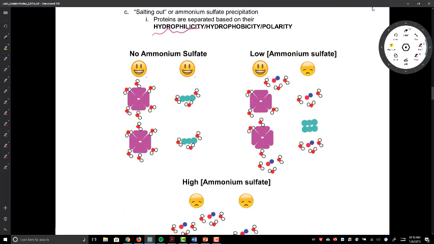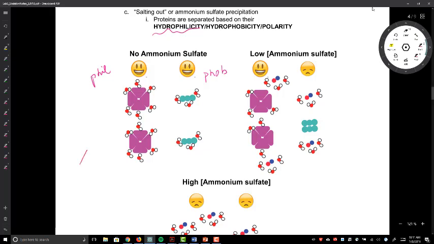So let's say we're hanging out in a solution where there's just water, and we have our hydrophilic protein and our hydrophobic protein over here. When we just have these proteins hanging out in water and maybe a little bit of salt, both these proteins are happy because the water molecules are solvating the hydrophilic groups on both of these proteins. Now, the hydrophilic protein has more residues, so you're going to have more water molecules solvating that protein, whereas the hydrophobic protein is going to have fewer hydrophilic groups, so it's going to have fewer water molecules surrounding it.